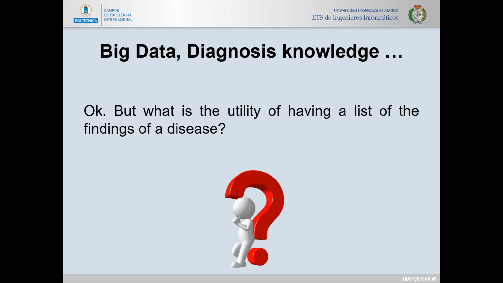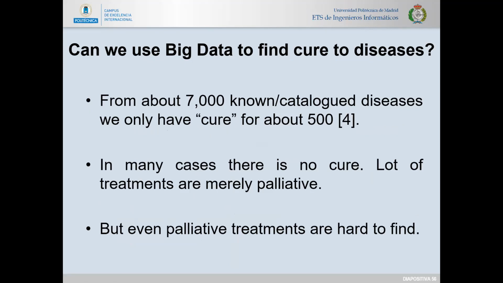But what's the utility of having a list of the symptoms of a disease? Take into account that we have around 7,000 known or cataloged diseases, but we only have a cure for about 500. Consider that genetic diseases are not considered curable, because that means that we need to modify the genes of a person, something that maybe technology like CRISPR/Cas9 might be able to do at some point. But now we are not talking about that. We are talking, for example, about diseases that are caused by bacteria, by virus, or something like that. Okay, something by an external agent.